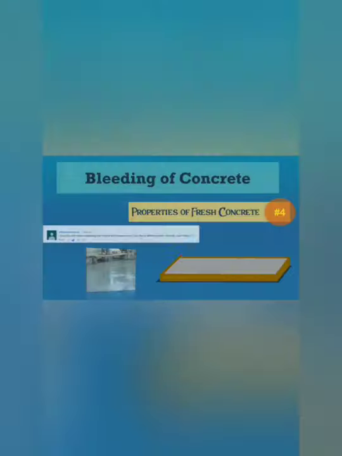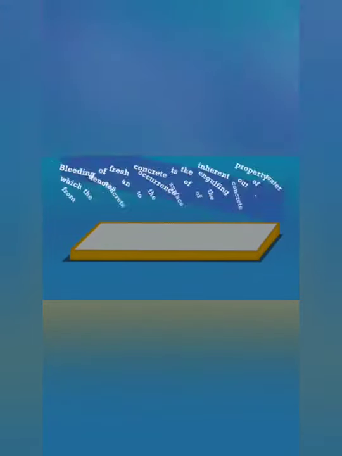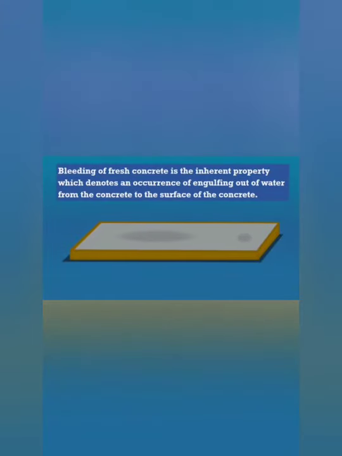Then how to avoid it? Avoiding bleeded concrete is only by taking the remedial measures. Bleeding of fresh concrete is an inherent property which denotes the occurrence of water coming out from the concrete to the surface of the concrete.